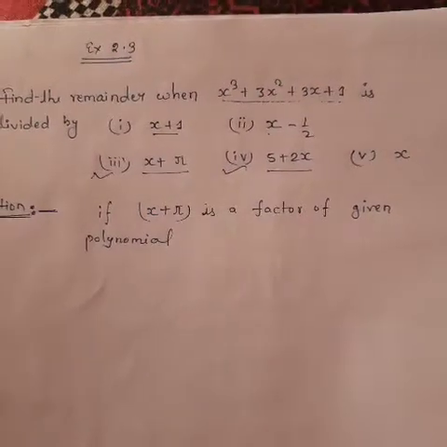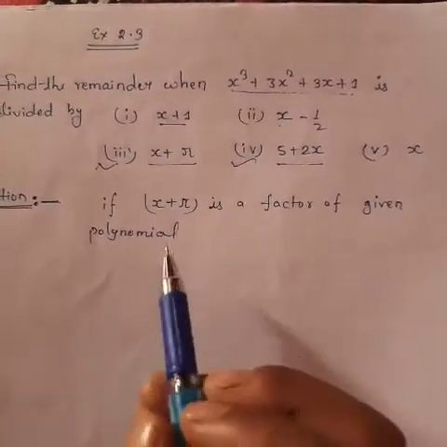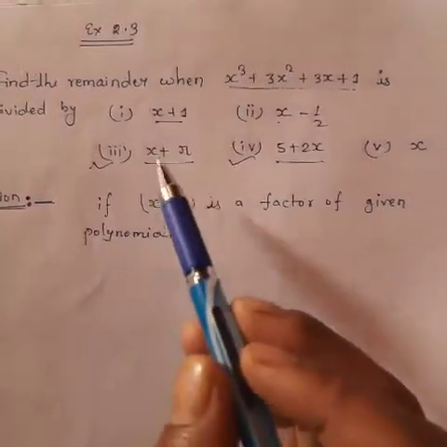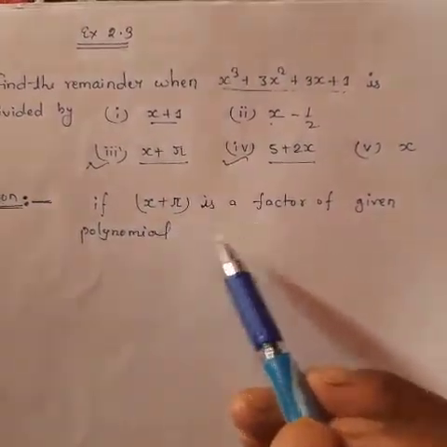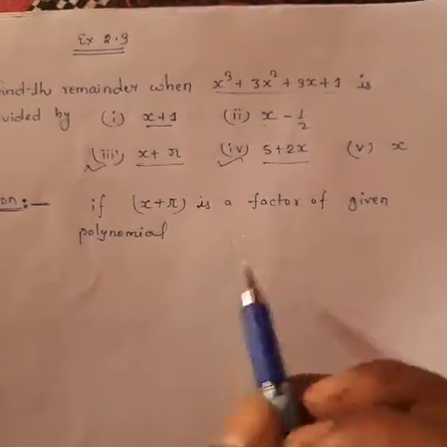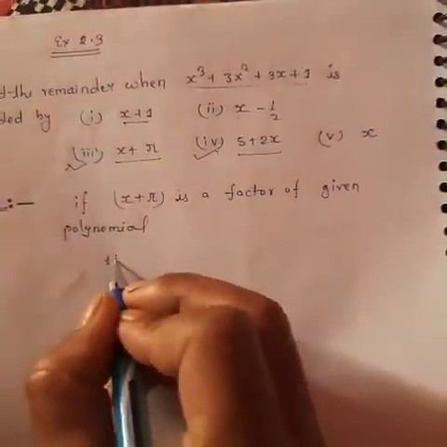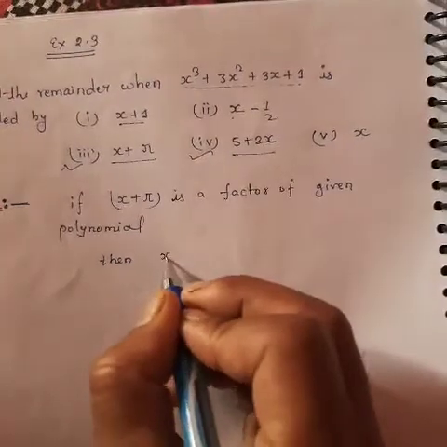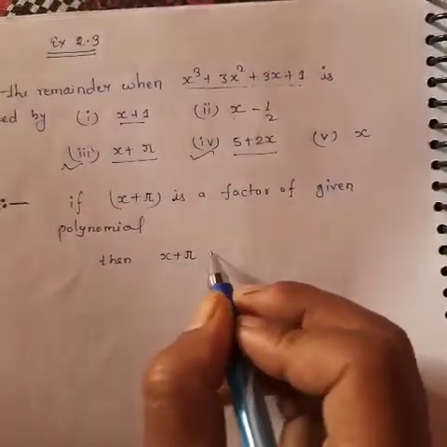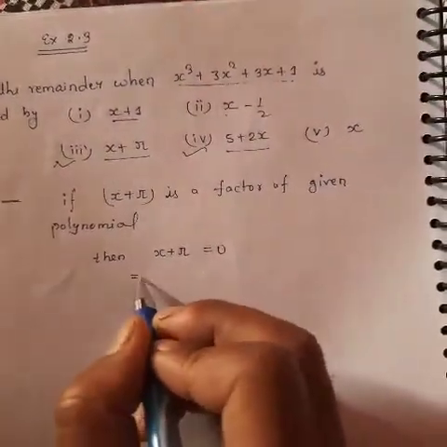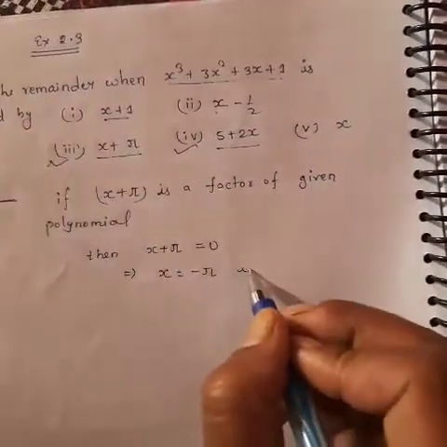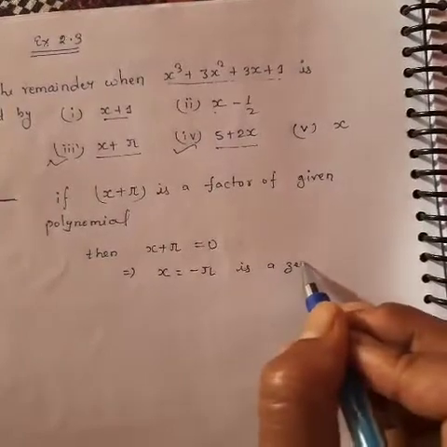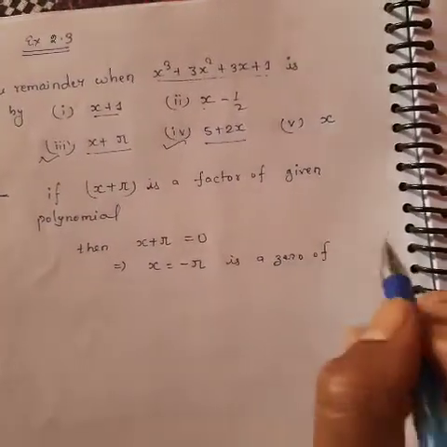We can find the remainder. So how do we find it? See here, we are solving the third one. If x plus pi is a factor of the given polynomial, then x plus pi equals 0. From this, x equals minus pi is a zero of the given polynomial.